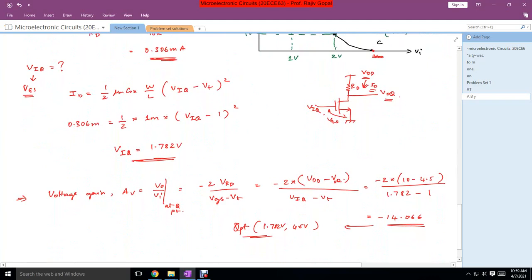VRD is the voltage across RD, and VGS minus VT is the overdrive voltage. VRD is VDD minus VOQ, divided by RD, that is, VDD minus VOQ. And for VGS minus VT, VGS is VIQ. Substitute all the known values and you get the final gain. Don't forget to write the minus. Why? Because if you take the slope of the VTC curve, it is negative. So there itself you should get to know that this is actually an inverting amplifier.